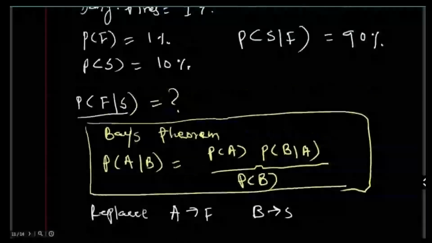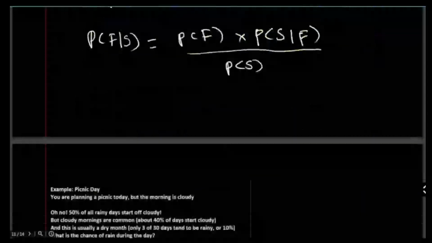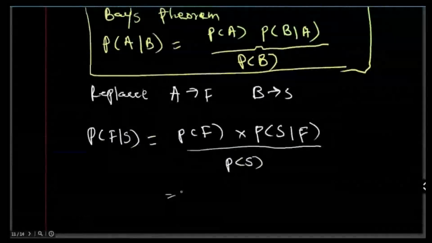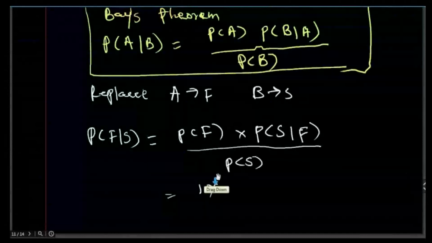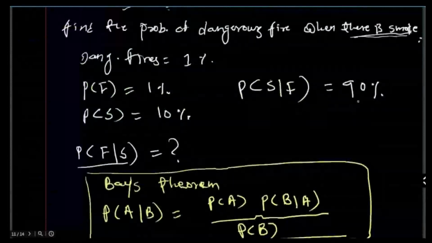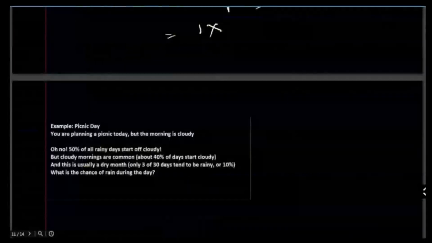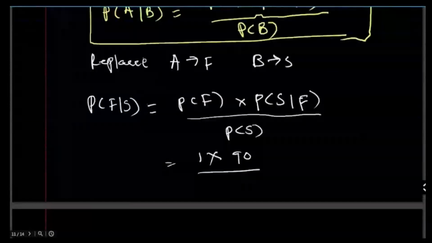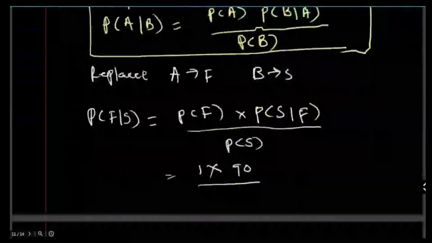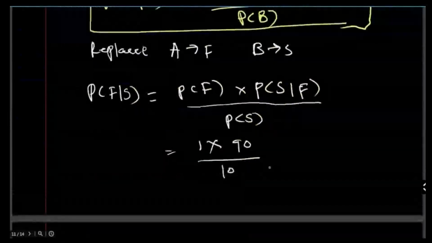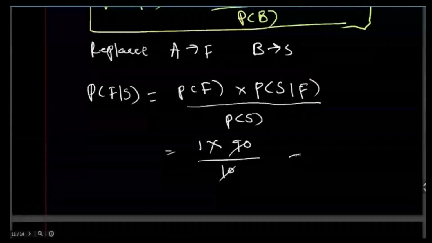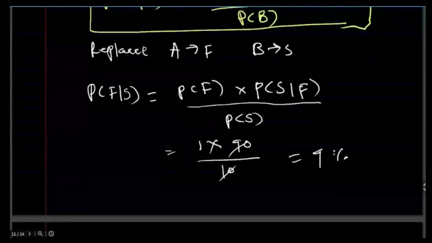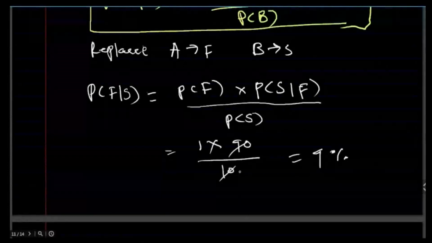Now do we know all these values? We know probability of F, which is 1%. Probability of S given F is 90%. Divided by the probability of smoke, that is 10%. If you compute this, it will be equal to 9%.